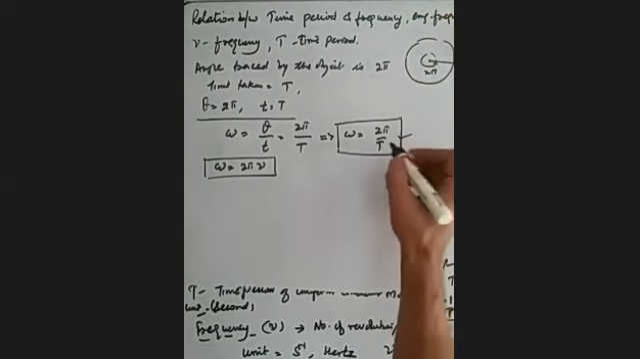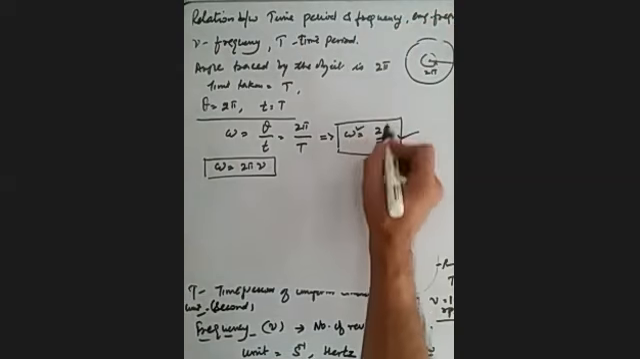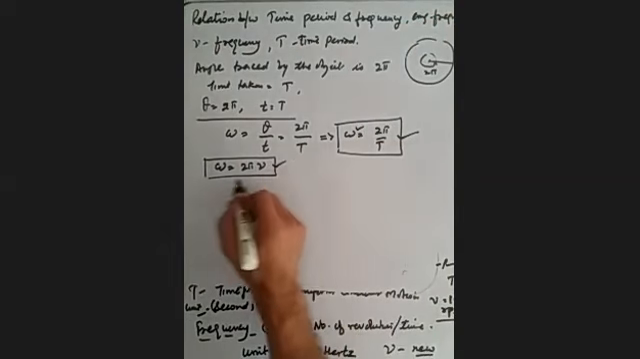तो सभी का रिलेशन आ गया इसमें, टाइम पीरियड और एंगुलर वेलोसिटी का रिलेशन भी आ गया और फ्रीक्वेंसी और एंगुलर वेलोसिटी का भी रिलेशन इसमें आ गया.